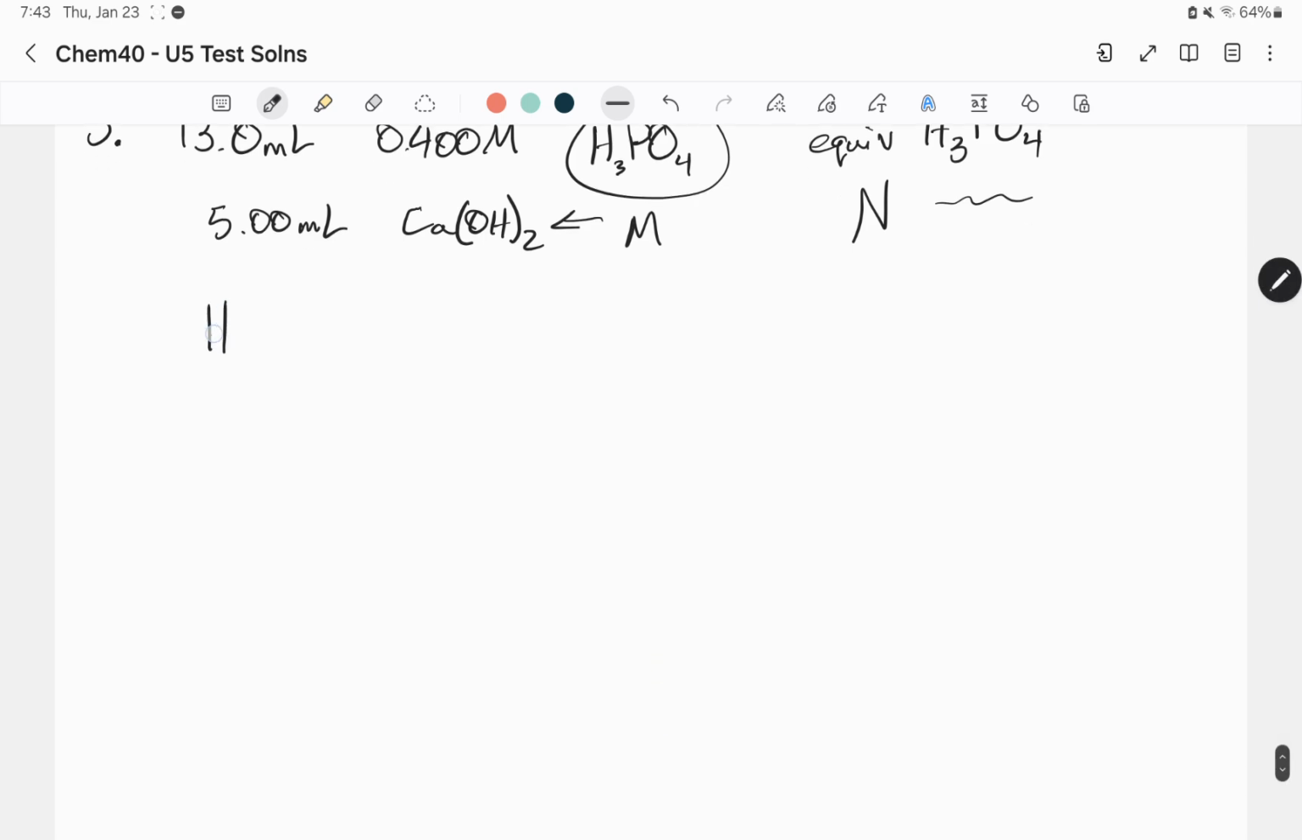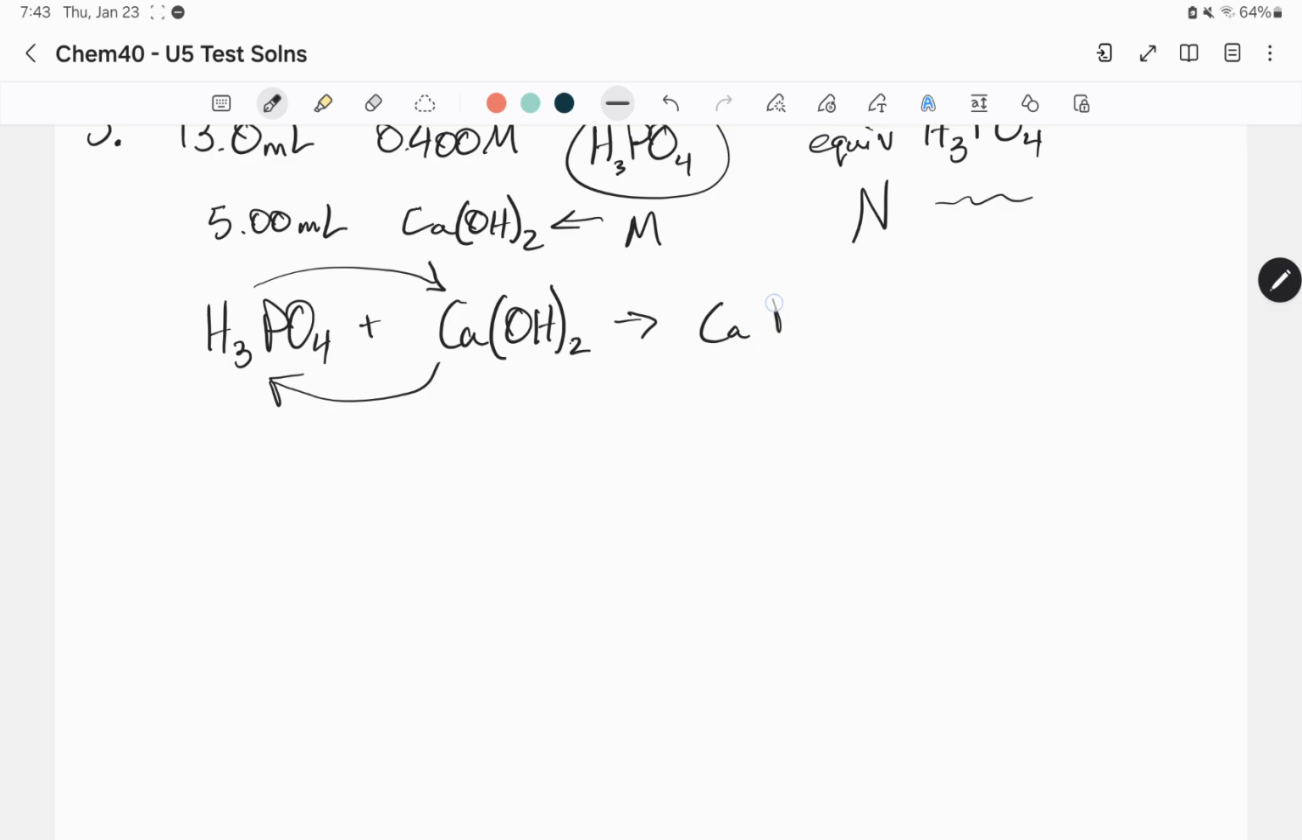So we have phosphoric acid plus calcium hydroxide. And remember, we're going to create water and a salt. You can also think of this as a double replacement reaction, the hydrogen and calcium just trading places. So our salt, we're going to have calcium phosphate, a nice complicated formula for that. And we're going to have water, H2O. Then it needs to be balanced.